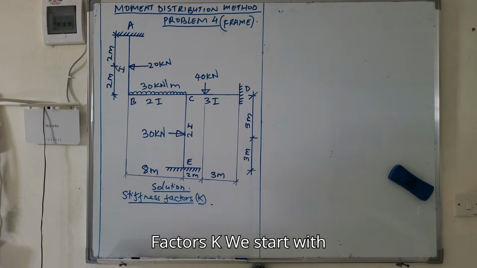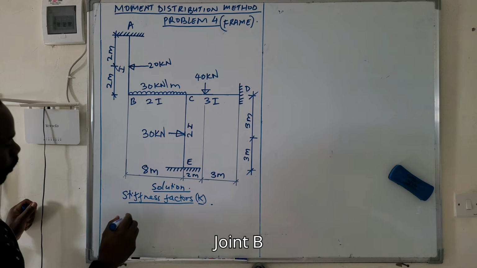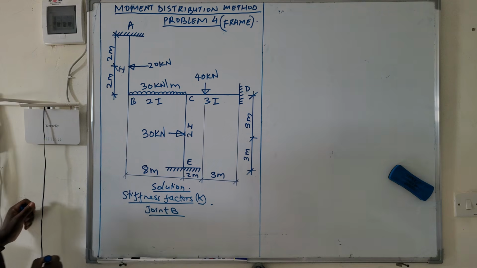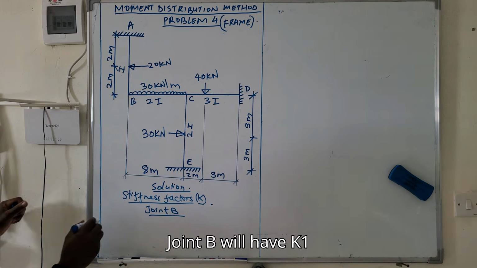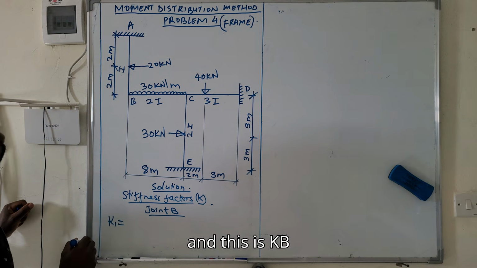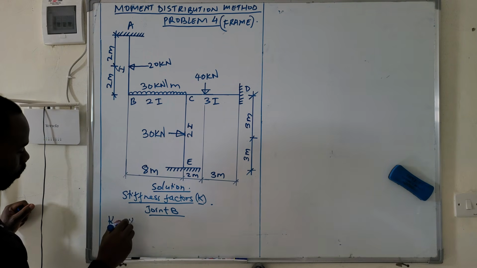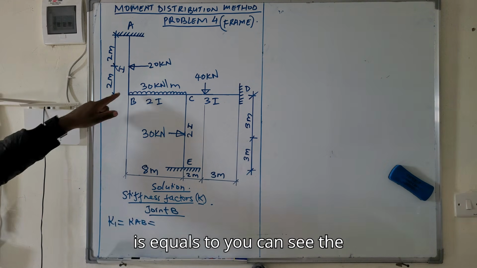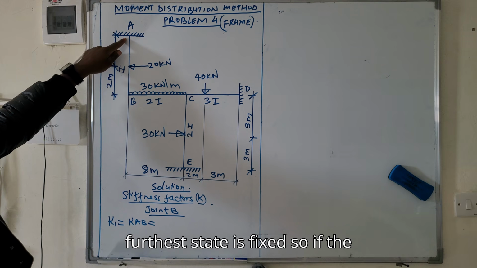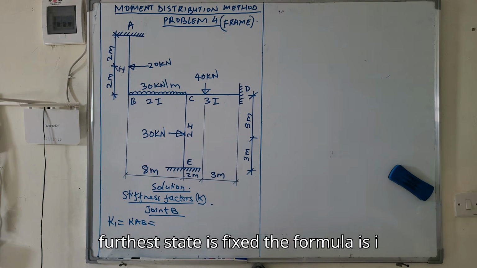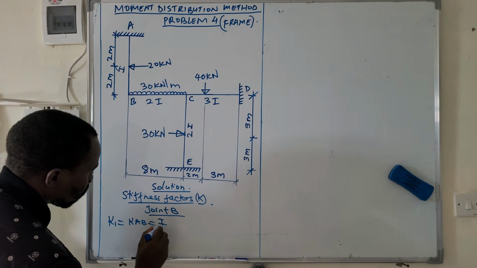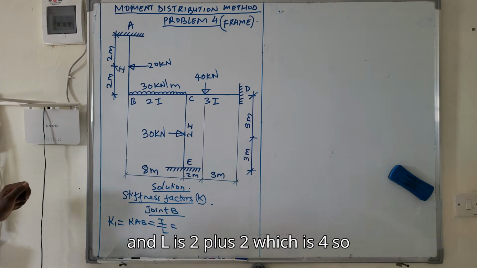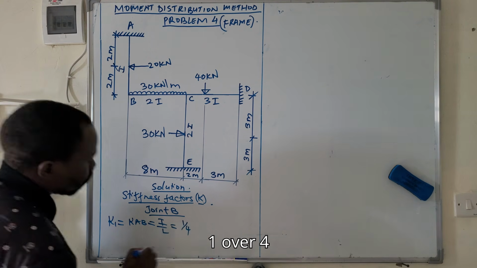Stiffness factors K. We start with joint B. Joint B will have K1, and this is KBA. You can see the farthest end is fixed. So if the farthest end is fixed, the formula is I over L. So I here is 1, and L is 2 plus 2, which is 4. So 1 over 4.